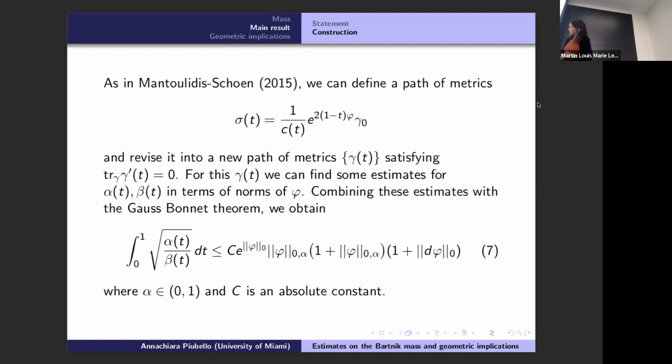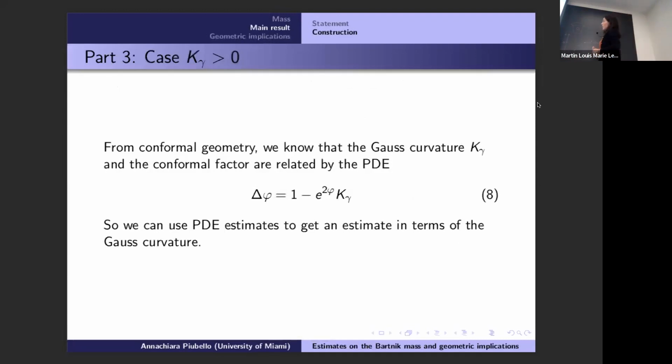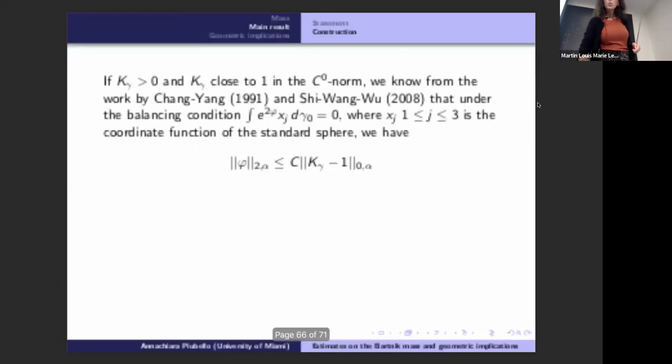Okay. But now we can take this a step further because we know from just conformal geometry that the conformal factor and the Gauss curvature are related by this PDE here. And this is a very well-known PDE in the frame of prescribing scalar curvature, right? The problem of prescribing scalar curvature. And so there has been a lot of work done that we can use.